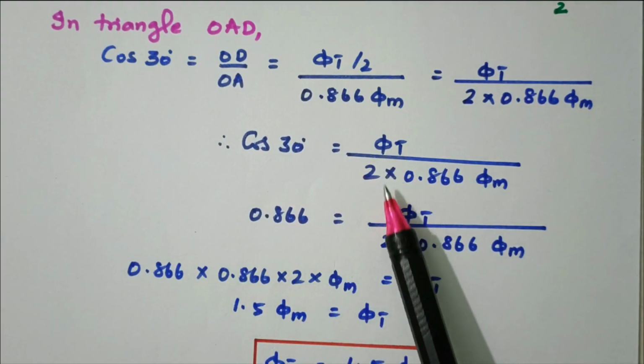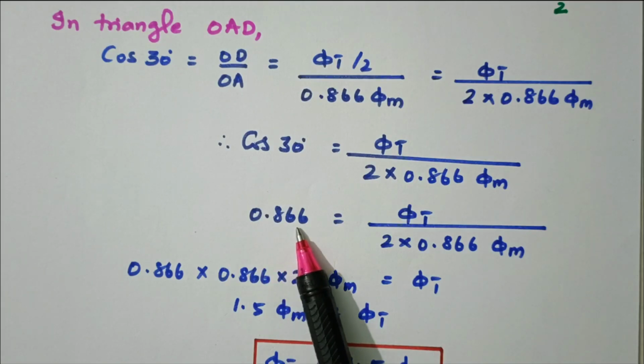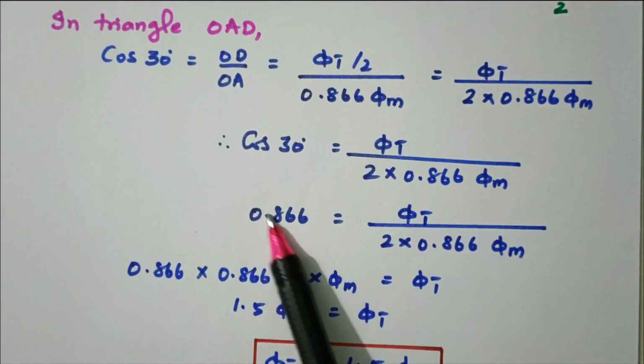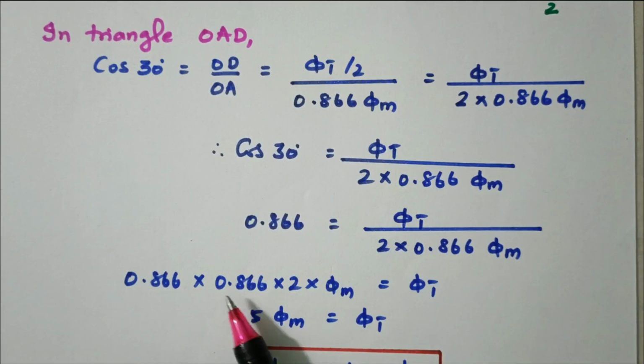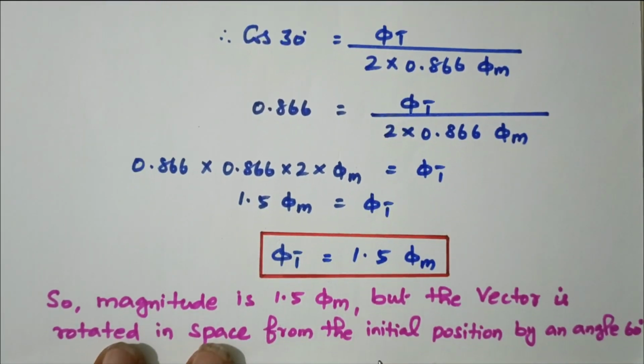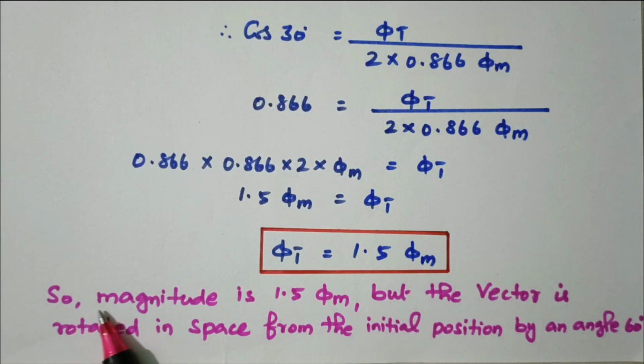Cos 30 equals φt divided by 2 into 0.866 φm. We know that cos 30 is 0.866, that is equal to this value. Now cross multiply, so that what we got is 0.866 into 0.866 into 2 into φm equals φt. While simplifying, what we got is 1.5 φm equals φt. So the resultant flux equals 1.5 times φm. Very similar to the previous case, but the position is different. The magnitude is 1.5 times the maximum flux, but the vector is rotated in phase from the initial position by an angle of 60 degrees.